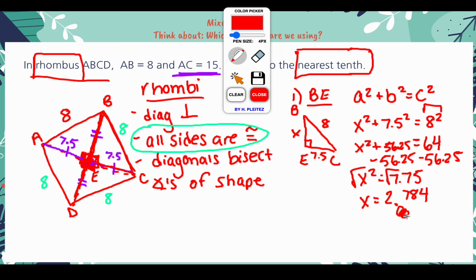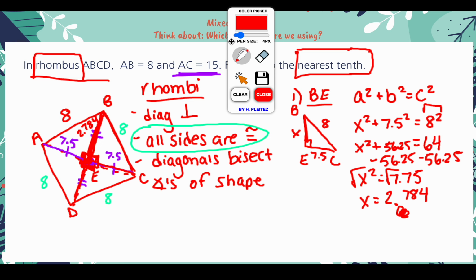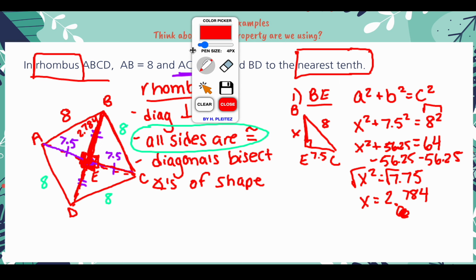So this actually represents BE, right? BE is equal to 2.784. Now, that's not the length of the whole diagonal, right? Because what it wants is BD, the length of the whole diagonal. So we have to use that property that I know this side's also going to be the same. So when we add these two together, in my calculator, I'm not putting 2.784. I'm actually using that whole decimal, and I'm just going to multiply it by 2, and then I'll round at the very end.